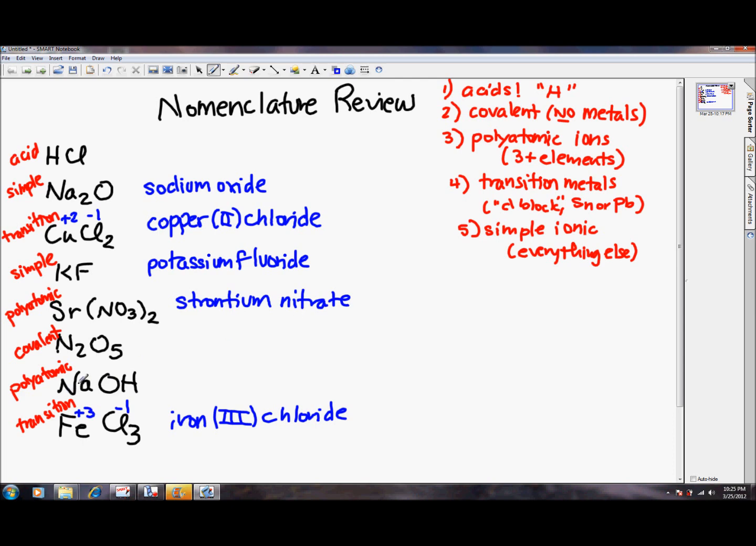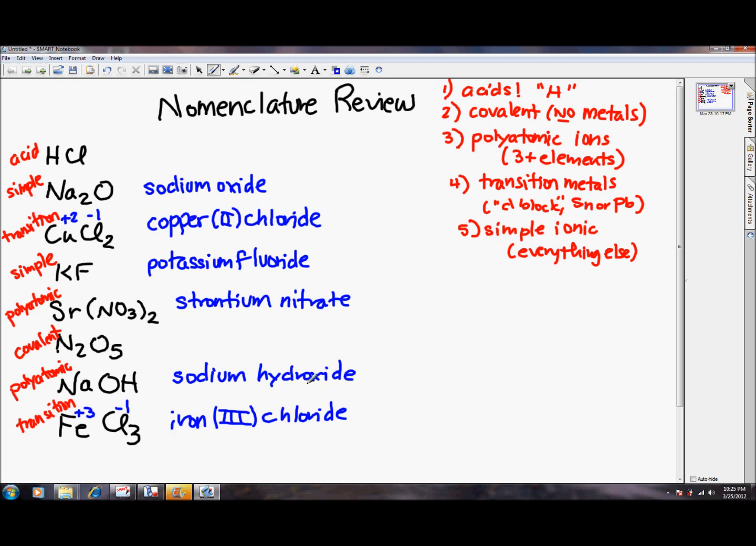Okay, here's another polyatomic ion. This is just Na, sodium. That means that this has to be the polyatomic ion, OH. On the back of your periodic table, you'll see the OH is called hydroxide.